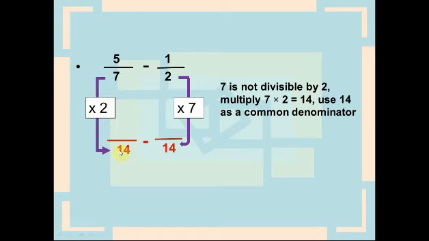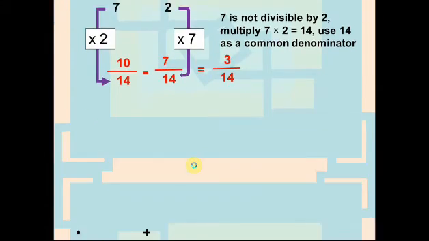7 multiplied by 2 equals 14 and also 2 multiplied by 7 equals 14. We multiply the numerators 5 by 2 and 1 by 7. 5 multiplied by 2 equals 10 and 1 multiplied by 7 equals 7. And now subtract the two fractions. The denominator is 14 and we subtract 10 minus 7 equals 3.